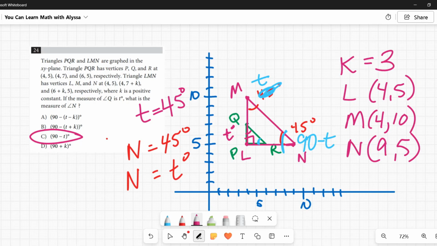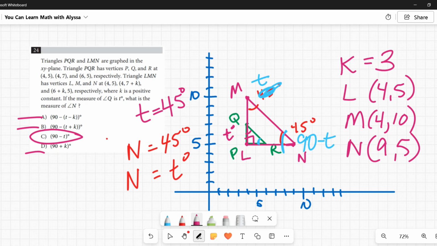K is a constant that is related to the length of the sides, not the angles. If we're talking about proportions or how the sides relate to each other, then we'd be talking about K. But we're not. We're talking about the angles. K is not related to the angles at all. And A, B, and D all involve K.